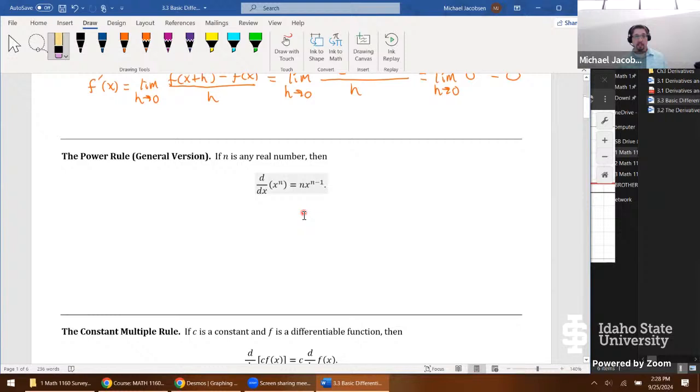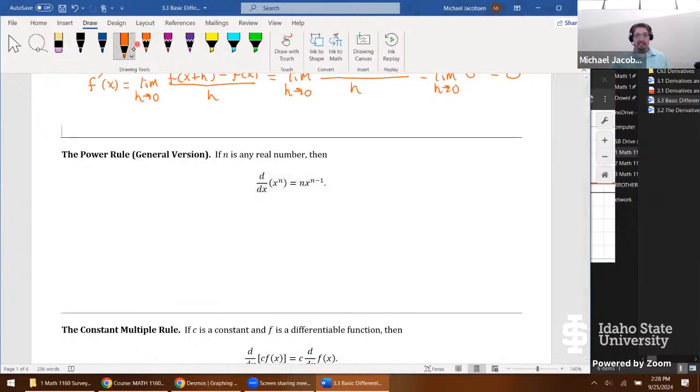So here's the power rule. And we want to make a pretty big deal out of this one. So let's emphasize here, the power rule is used a lot. So it's something that we absolutely need to get a really good handle on. It's a fast rule to apply.